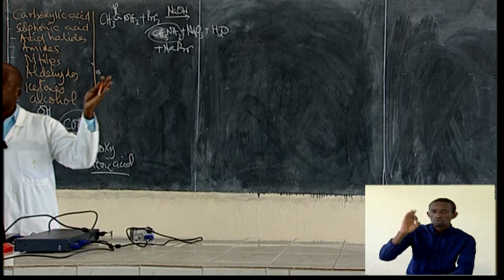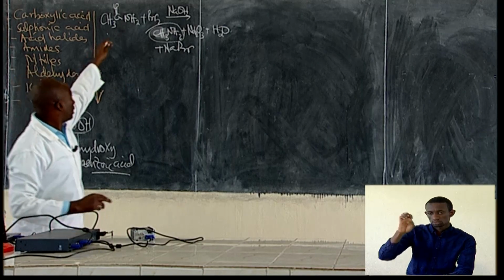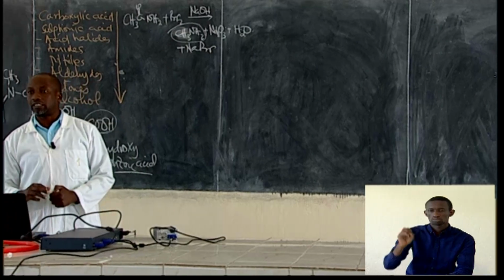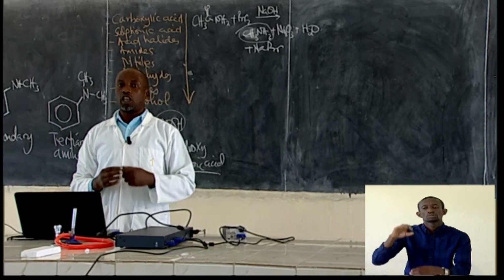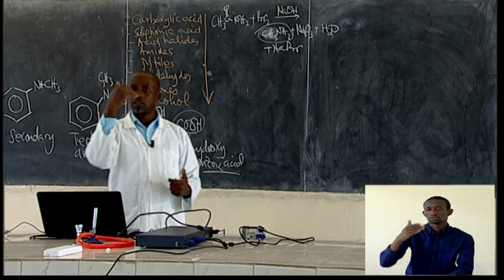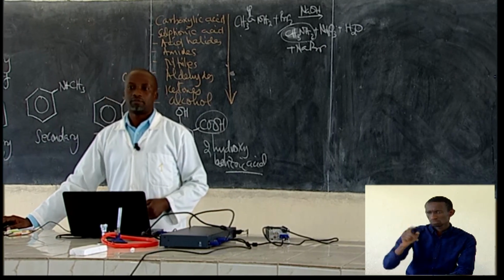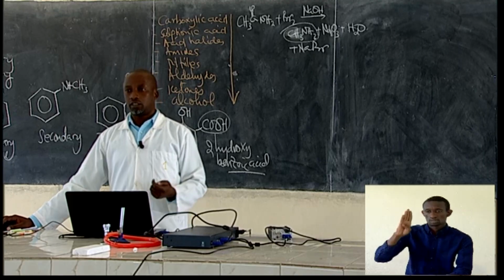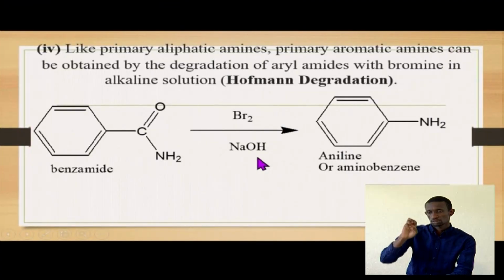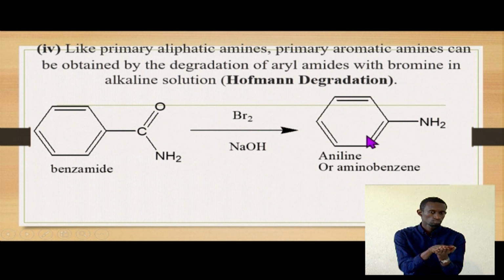So it is also used for aliphatic amines. The aromatic amines also undergo the same reaction. This is benzamide. The benzamide in presence of bromine and sodium hydroxide then changes to this phenylamine.